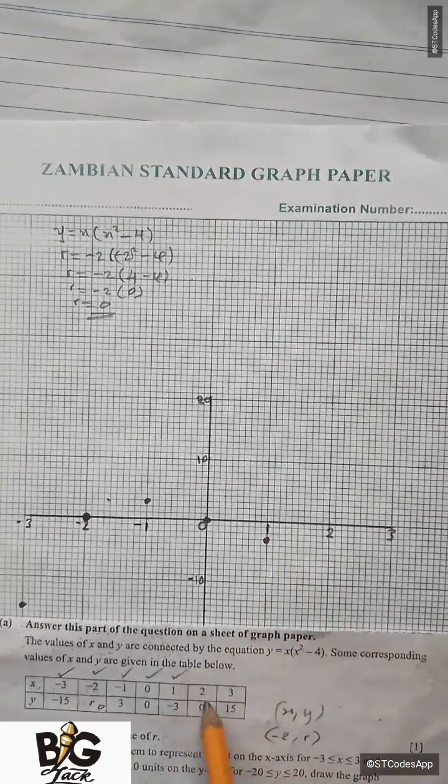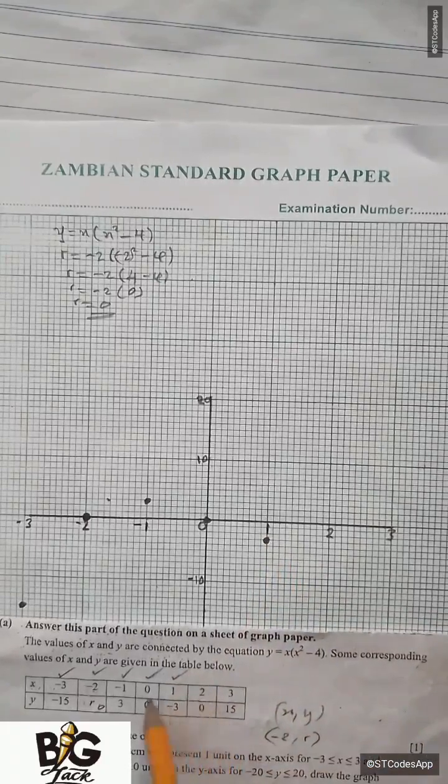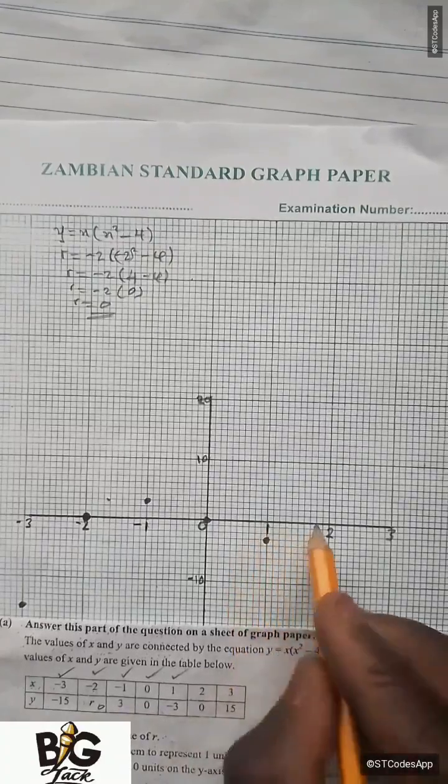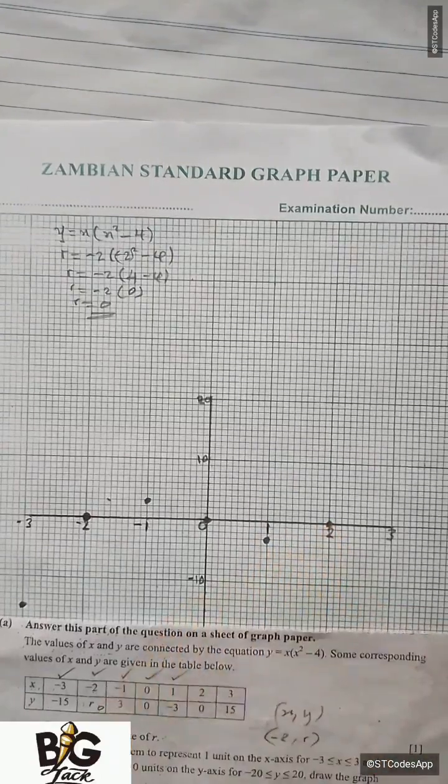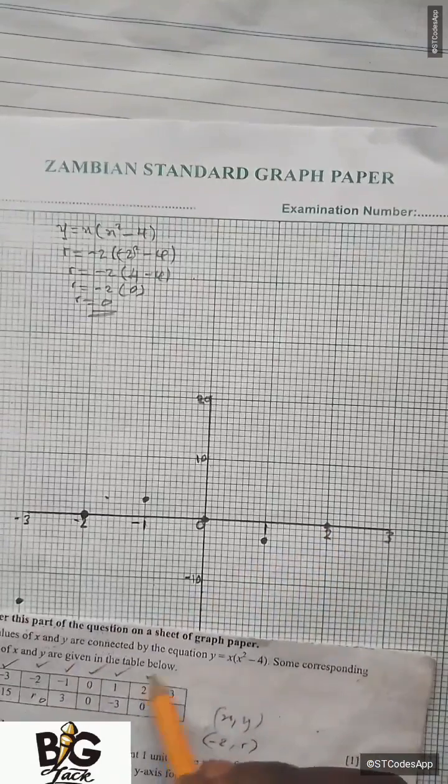The next one is this one here, which is 2, 0. The value of x here is 2, then the value of y here is 0, which means the point is going to be here. Because on the x-axis, y is equal to 0. So we are done with this one.